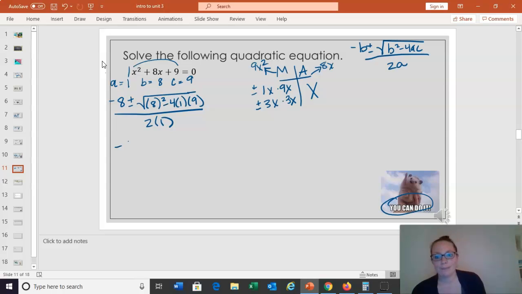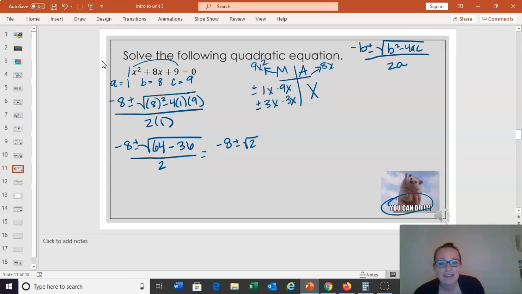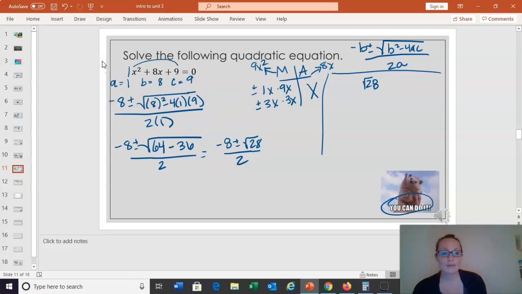There we go. All right, so now we're going to simplify. 8 squared is 64. Negative 4 times 1 times 9 is negative 36, all over 2. 64 minus 36 is 28. And I mean, that's it. You're done, except double check. Now 28, that looks like it can probably be reduced, right? So let's reduce, it's kind of its own separate little problem. We're going to reduce the square root of 28.